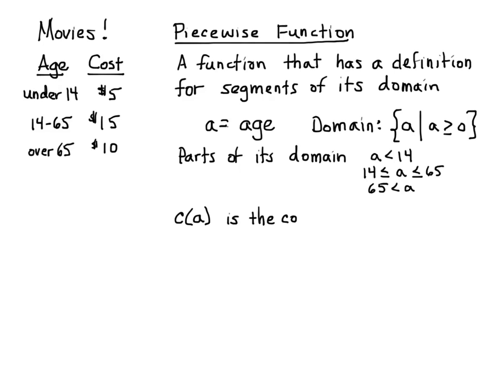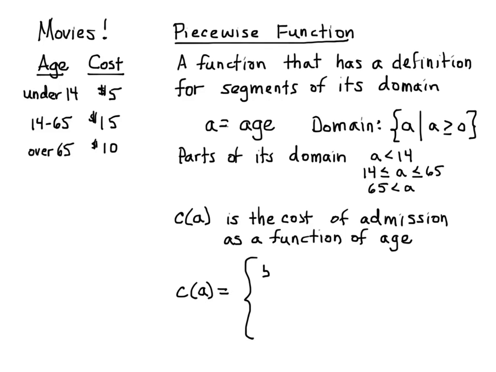And so if C(A) is the cost of admission, there's how we're going to notate the function. C is the function of cost, A is what determines the cost. We'll notate the function as, here again, notice we use this brace, and it's not coincidental, it's intentional that this is the same thing that refers to a set, because we're looking at a set of definitions now. So the cost is 5 when A is less than 14, the cost is 15 when A is between 14 and 65, and the cost is 10 if the age is over 65.